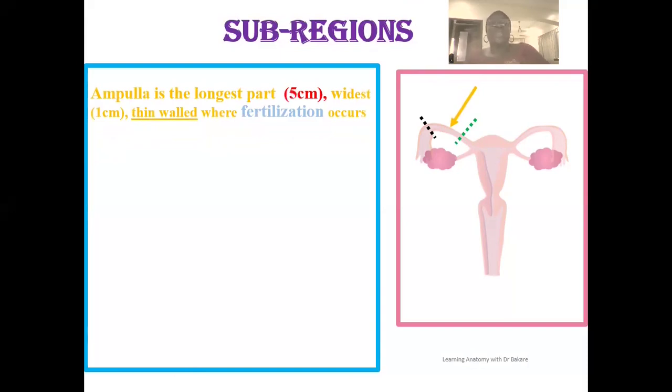The wall is thin, which gives it more space within its lumen. Hence, this region is perfect and conducive for the process of fertilization. Also, the mucosal microenvironment of the ampullar region suits the process of fertilization. And this is why fertilization occurs at this region.